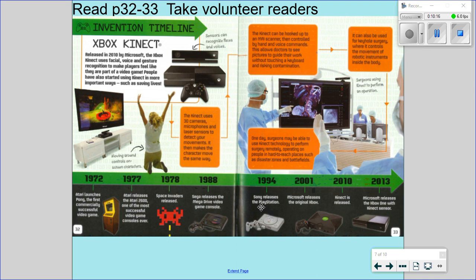1994, Sony releases the PlayStation. 2001, Microsoft releases the original Xbox. 2010, Kinect is released. In 2013, Microsoft releases the Xbox One with Kinect sensors. There you go.